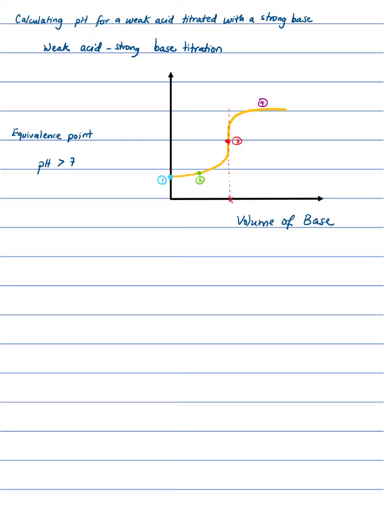And then number 4 represents the pH after the equivalence point. So we can choose any volume after we know how much we need to reach the equivalence point. Any volume after that number that you have for the added base at the equivalence point will be represented by number 4. Anything after the equivalence point.